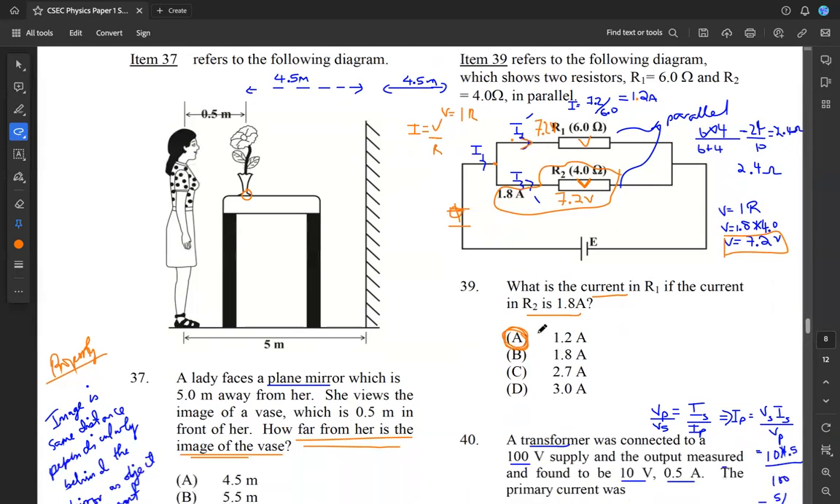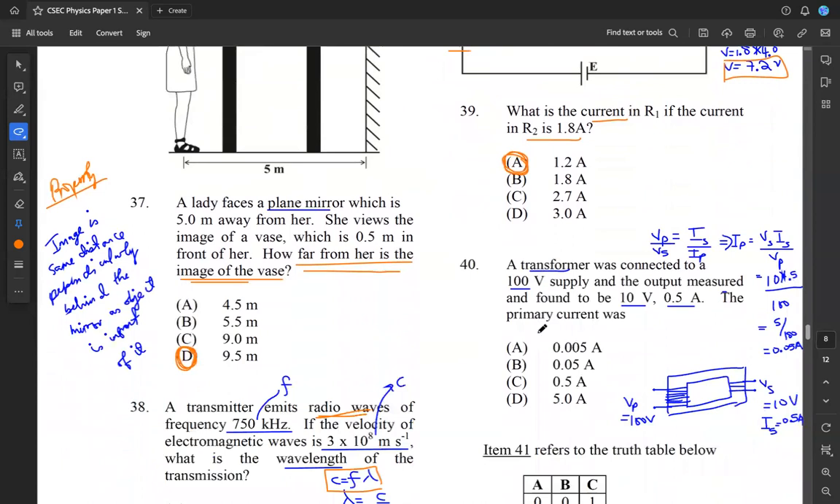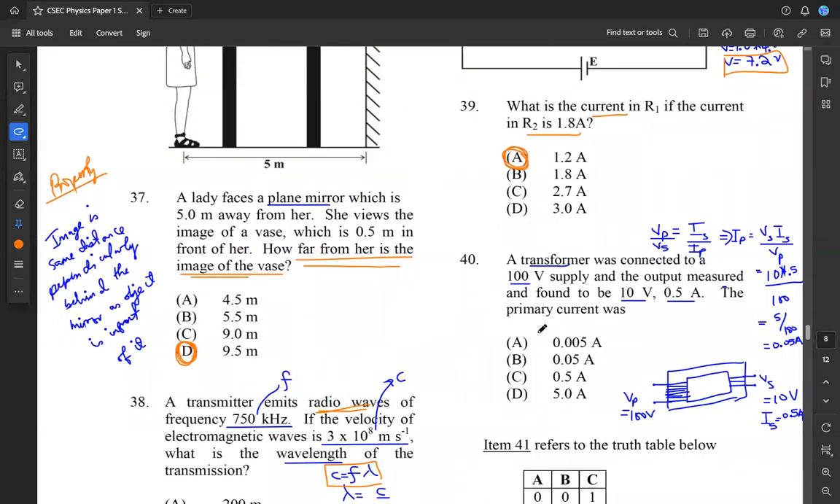Okay, so looking at question 40 now. Question 40 says that a transformer was connected to a 100 volt supply. So that's the primary voltage. And then the output measured was found to be 10 volts, so the output voltage in the secondary coil would be 10 volts. And then the output current, so IS in the secondary coil, would be 0.5 amperes, right? So they're asking us to calculate the primary current, or IP. This is what they want us to find, IP.